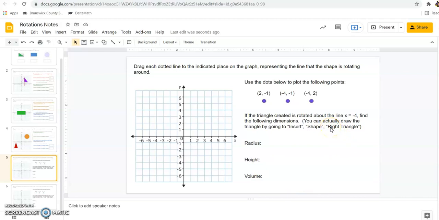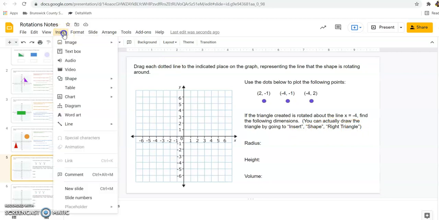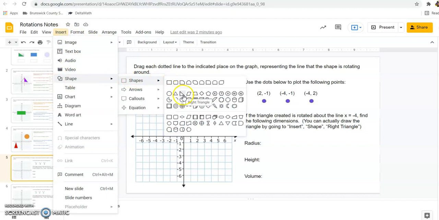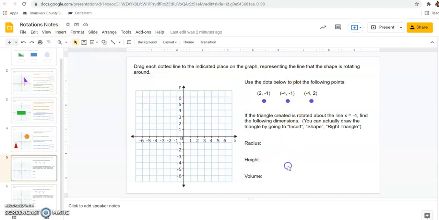Now, I did give you a little note here. You can actually draw the triangle by going to Insert, Shape, and Right Triangle. So insert, shape, pick the right triangle, and just connect it to your dots. So you guys can draw these, and that way it helps you to see them a little bit better. But I do want you guys to go through this today, kind of get in the habit of drawing your shapes, finding the height, finding the radius, and then you can plug that into your volume formula.